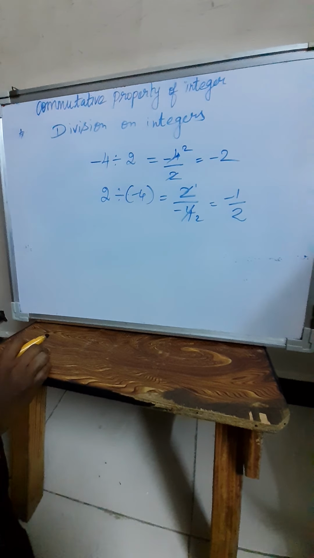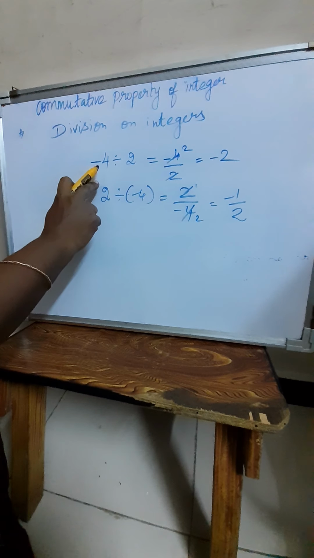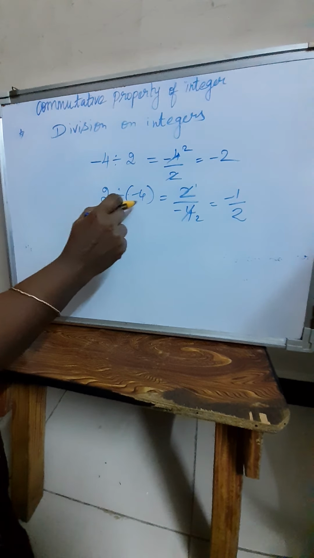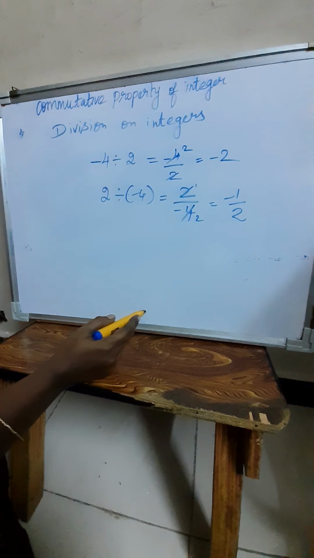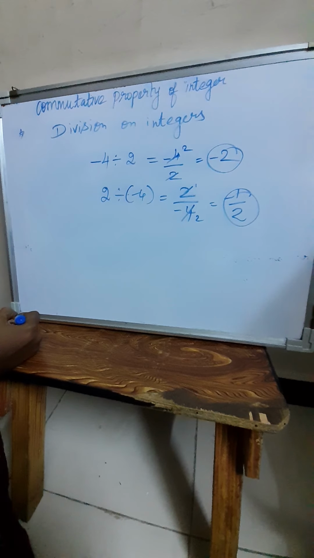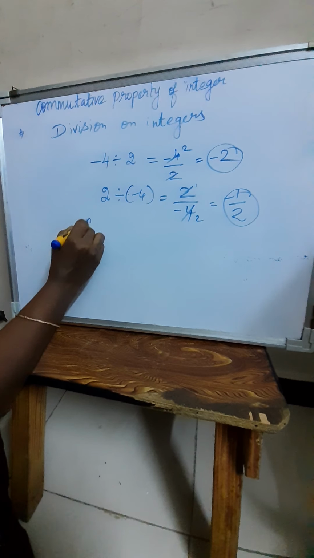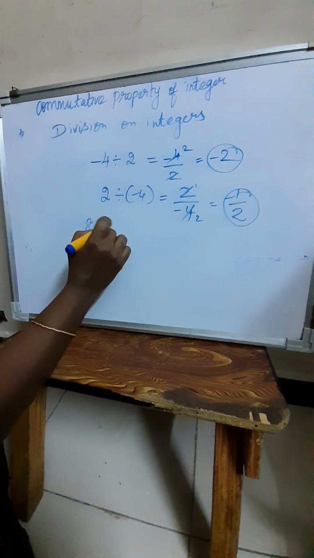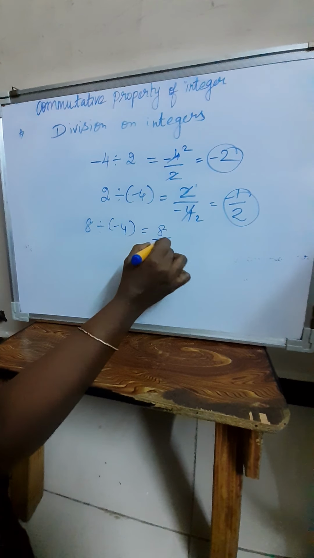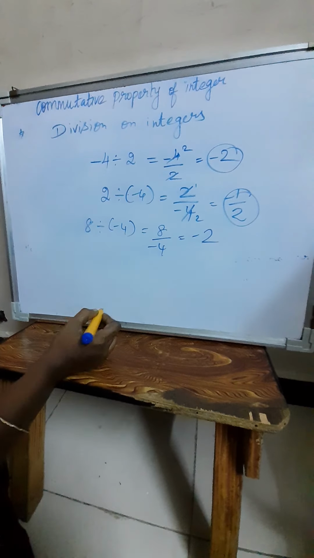Here we can check the answer. While dividing minus 4 by 2, the answer is minus 2. But 2 divided by minus 4, the answer is minus 1 by 2. So the answer is different. If you want, you can check another number also. I'm taking 8 divided by minus 4. The answer will be 8 by minus 4, minus 2.